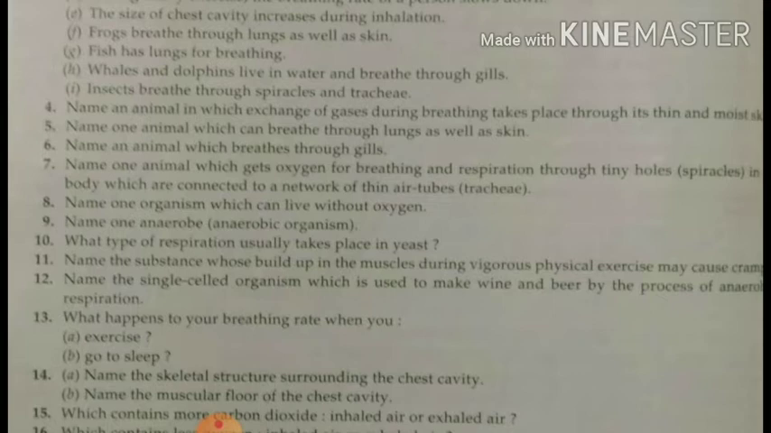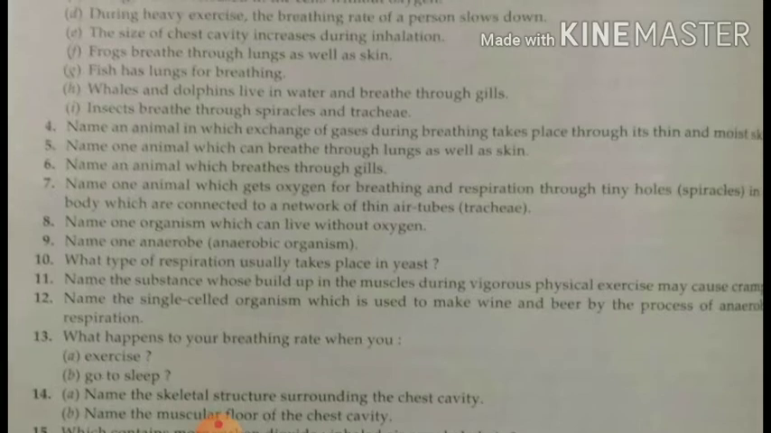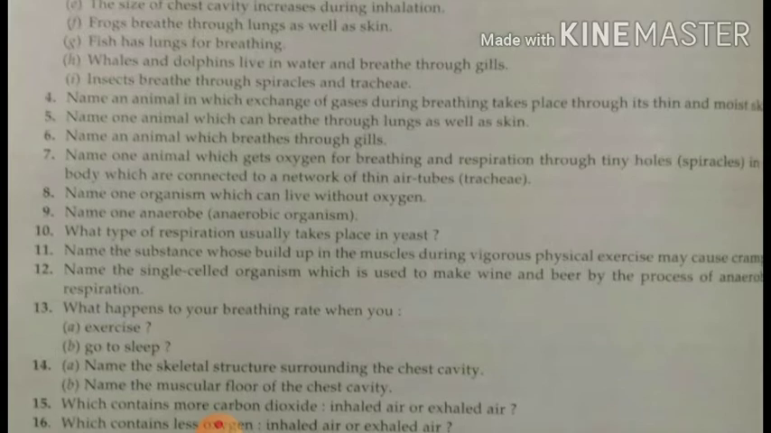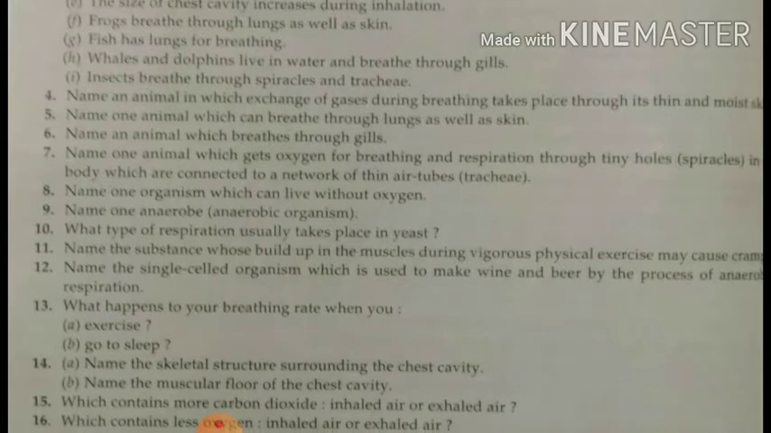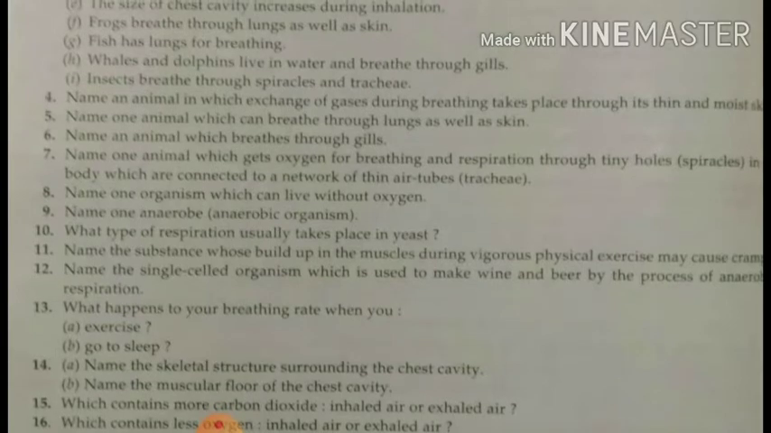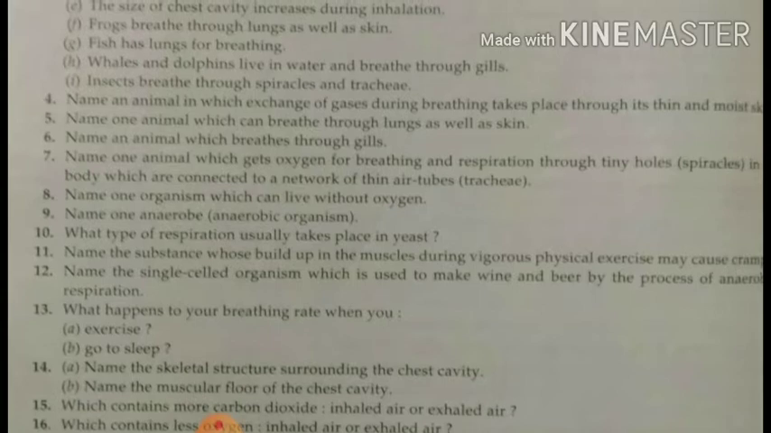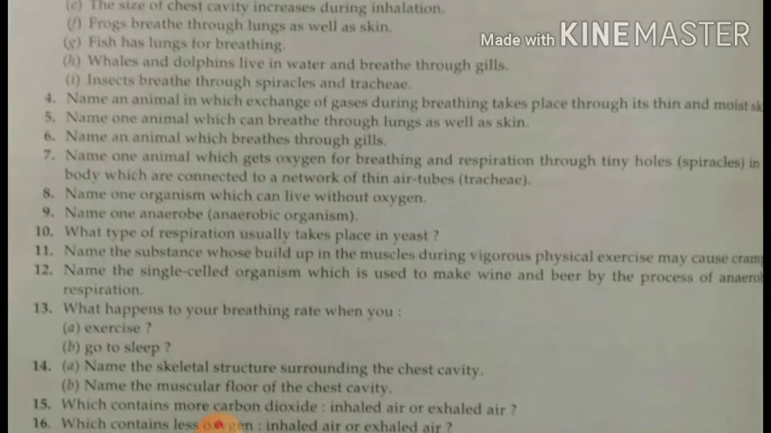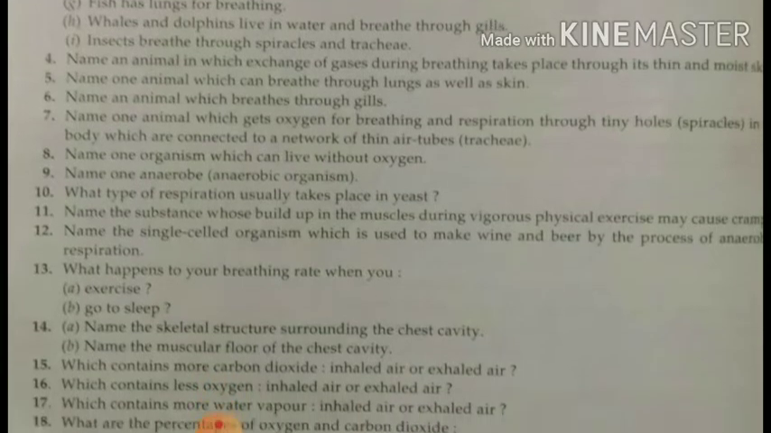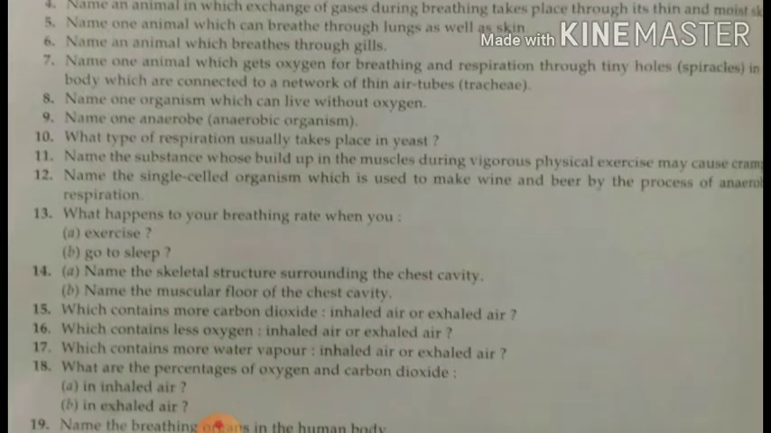Then question number 7. Name one animal which gets oxygen for breathing and respiration through tiny holes, spiracles, in the body which are connected to a network of thin air tubes called trachea. So insects will come in this category and you can name any insect like cockroach, grasshopper. Okay. Then question number 8. Name one organism which can live without oxygen. So the answer is yeast.